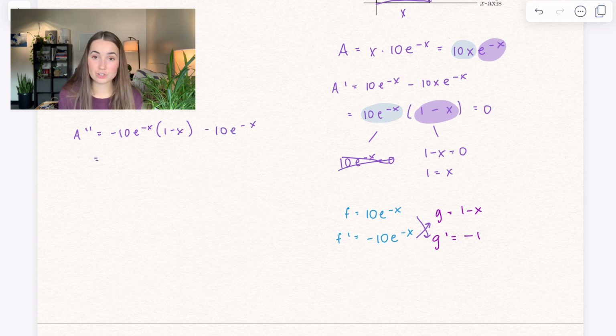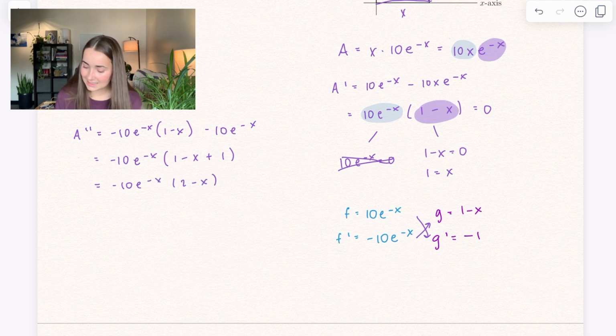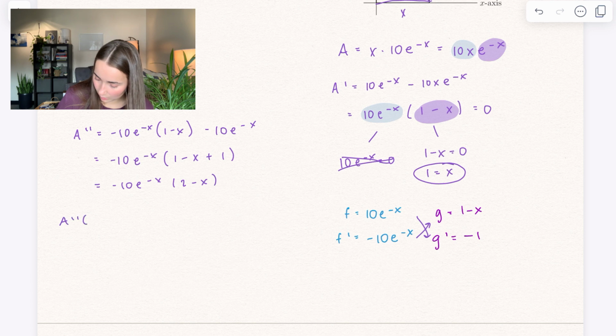We could try to simplify this. I can pull out negative 10e to the negative x, and then I have my leftovers 1 minus x plus 1. So this is equal to negative 10e to the negative x, 2 minus x. Okay, so in order to see what happens at x equals 1, I'm just going to go ahead and plug that in. So the second derivative at 1 is equal to negative 10e to the negative 1, 2 minus 1.